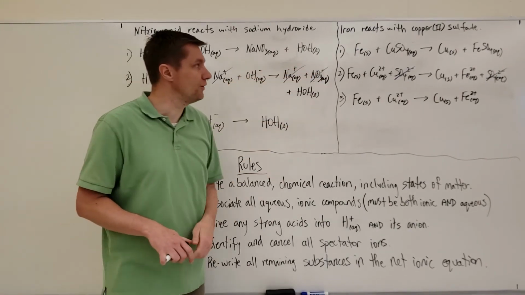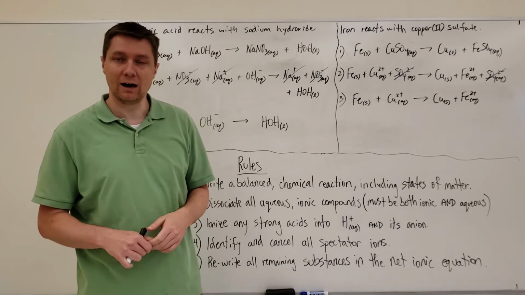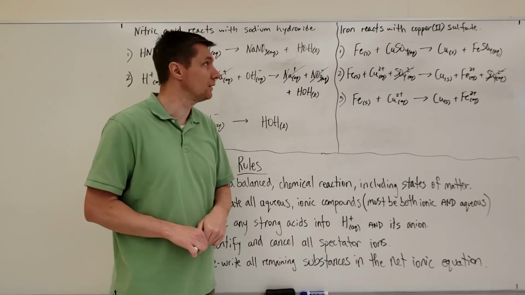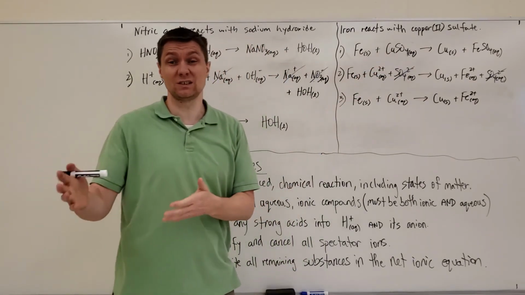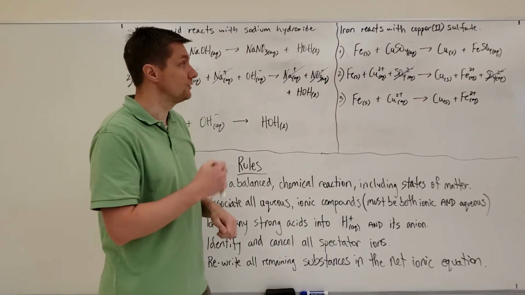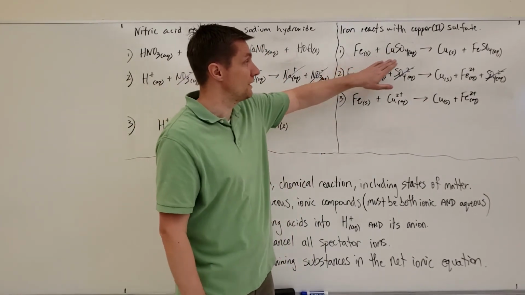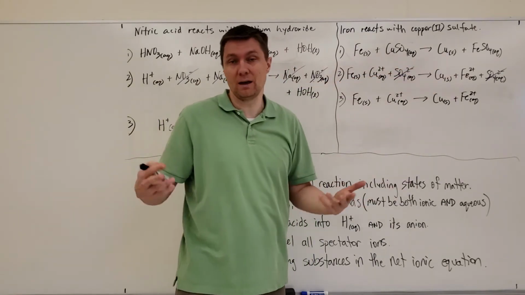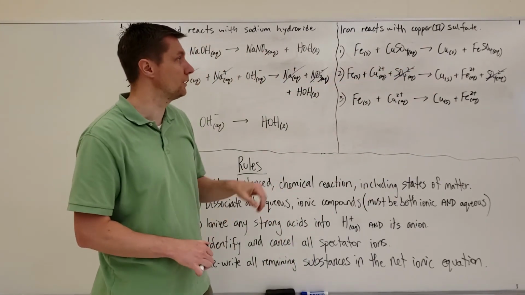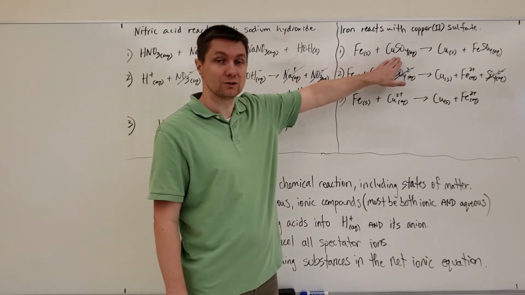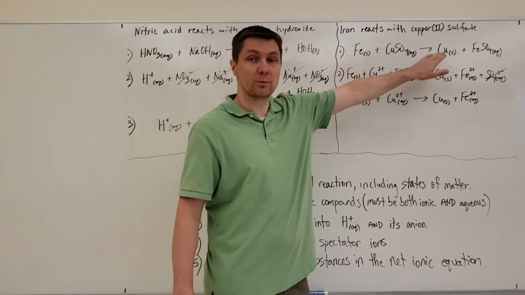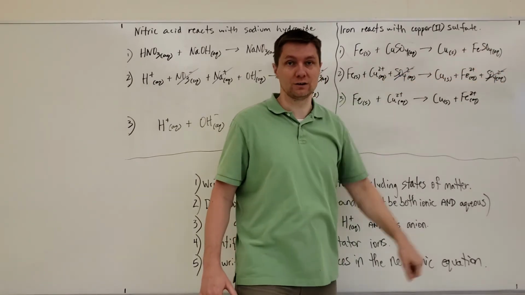This example over here is where we have iron reacting with copper 2 sulfate, and you can see my reaction written up above. This is a single replacement reaction. And so you can see that I've written the elements as solids because that's what they are. They're metals. At room temperature, they're going to be solid. And so I've got iron solid reacting with copper 2 sulfate solution, and that's going to give me copper solid and iron 2 sulfate solution.